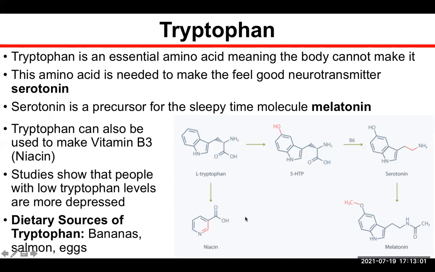And then just another note, tryptophan is also a precursor to make vitamin B3, which I'll talk a little bit more about tomorrow. And the other name for B3 is niacin.